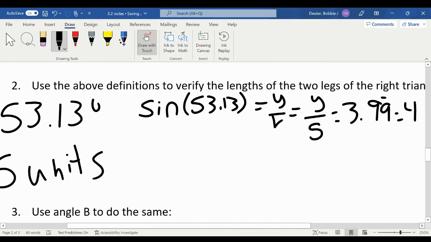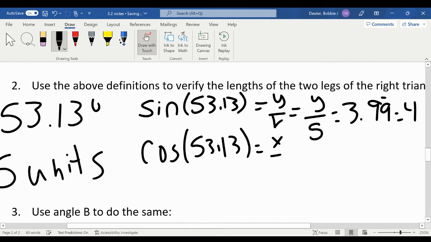To find our x value now, we need our cosine, still of our 53.13, is equal to our x over r. And we know that our r value, our hypotenuse value, is going to be 5. And so when we solve for this, we get 3 units.